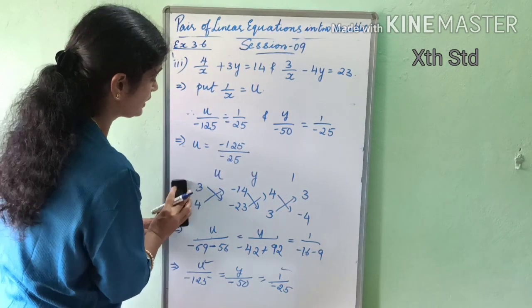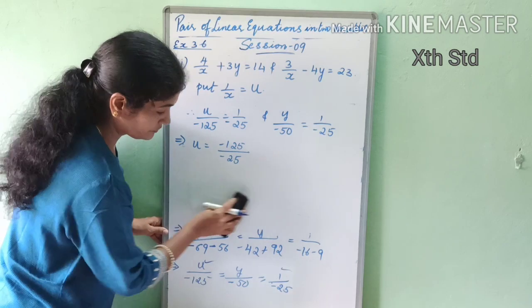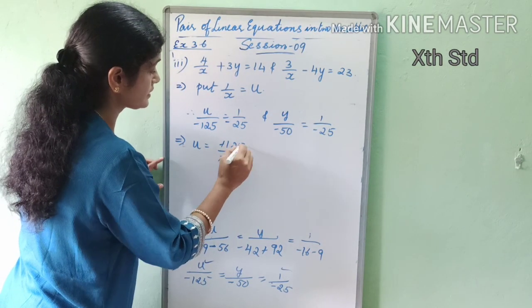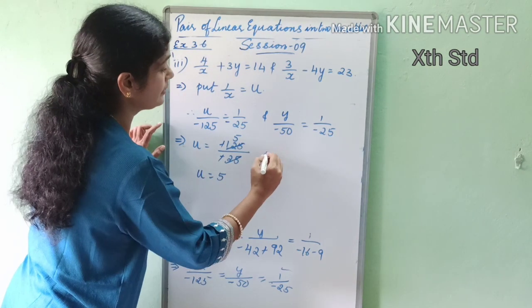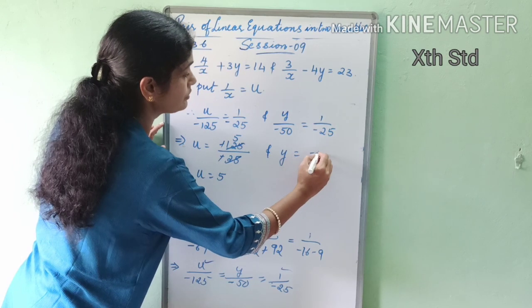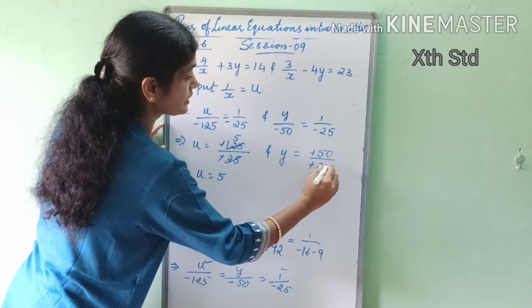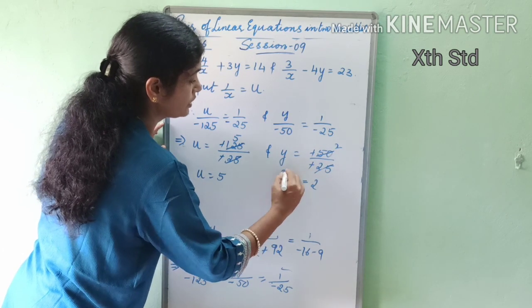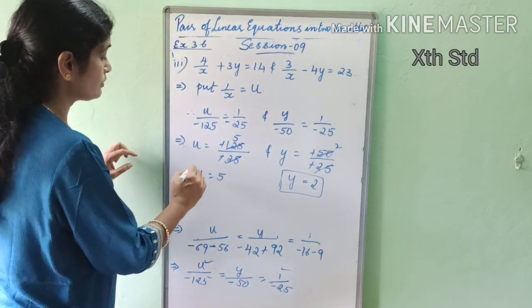Right? And this is what? The minus gets cancelled, 25 fives are 125. So u is 5 and y is equal to minus 50 by minus 25. The minus gets cancelled, 25 ones are 25, 25 twos are 50. So y is equal to 2. Fine. Then u is equal to 5.